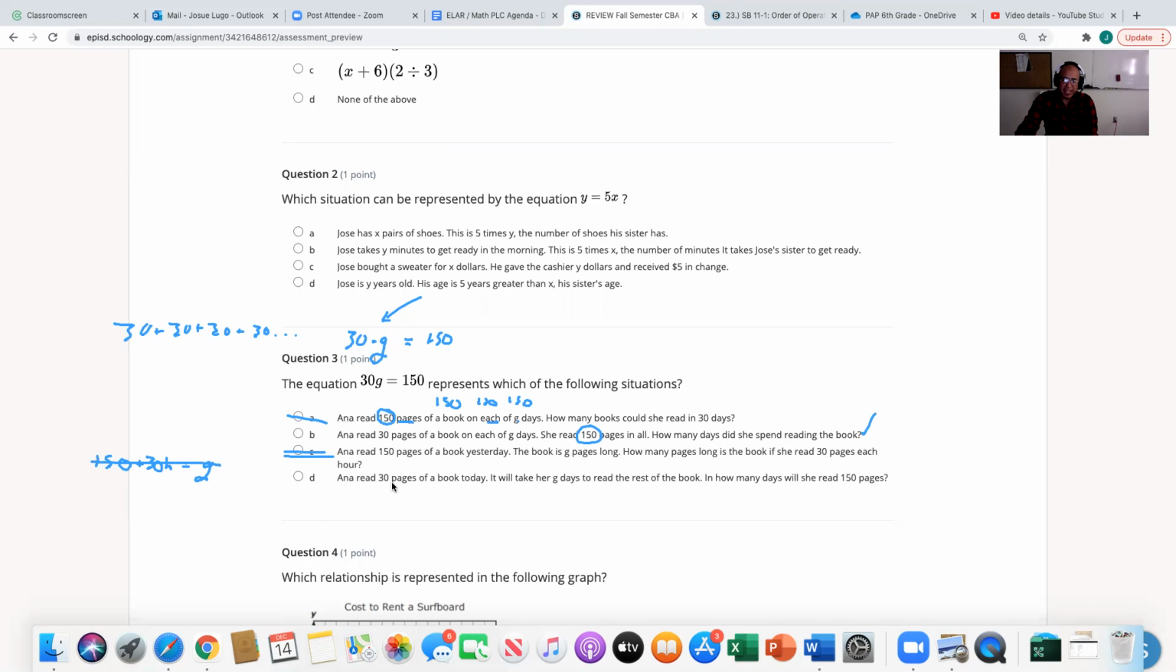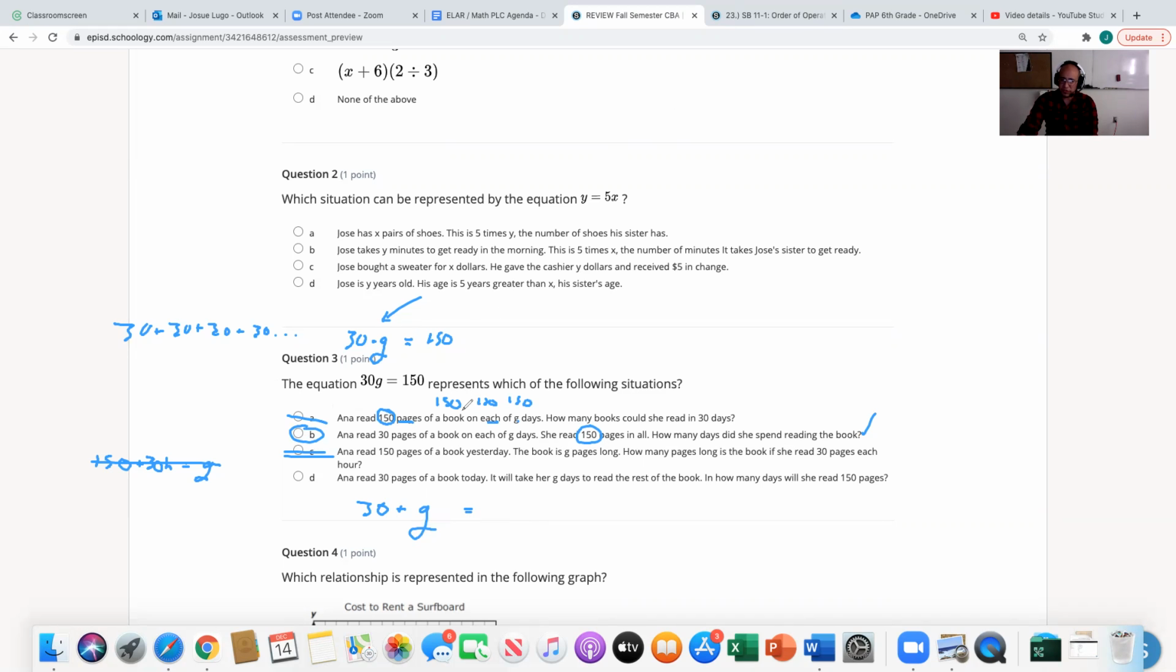And then finally, D. Anna read 30 pages of a book today. Okay, so she read 30. It will take her G days to read the rest of the book. But again, it's not telling us that we're reading 30 pages each day. It's just telling us that it's going to take another set of pages to read the whole book. We don't know how many pages she's reading each day, so I can't assume that she's doing 30 today, 30 tomorrow, 30 the day after that. So ladies and gentlemen, the only one that clearly makes sense is B.